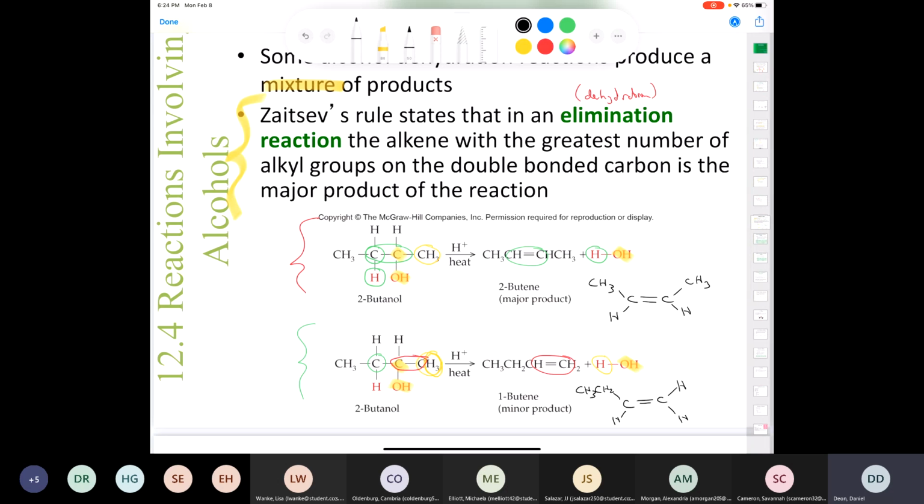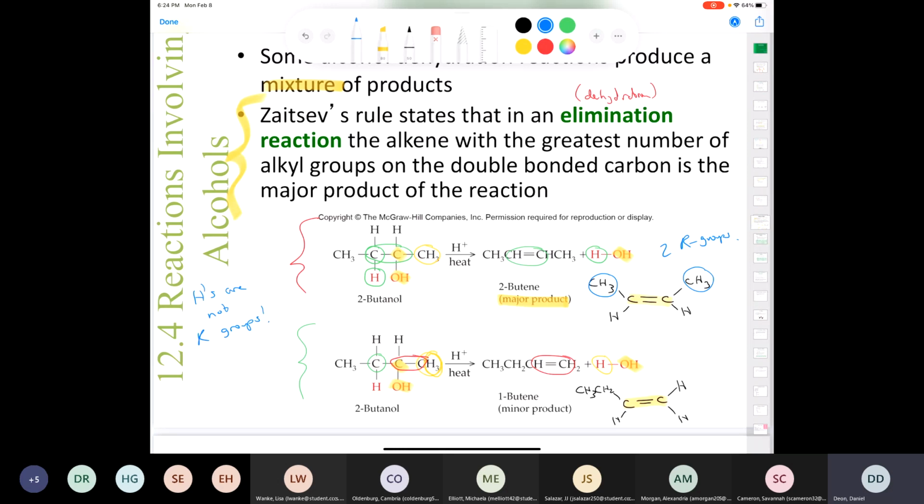Okay, here's how you figure out that 2-butene is the major product. You look at the 2 carbons in the double bond. Whichever double bond has the most R groups attached to it, that's the winner. If you look at 2-butene, it's got 1, 2 R groups. The hydrogens do not count. Hydrogens are not R groups. Okay, so it's got 2 R groups.